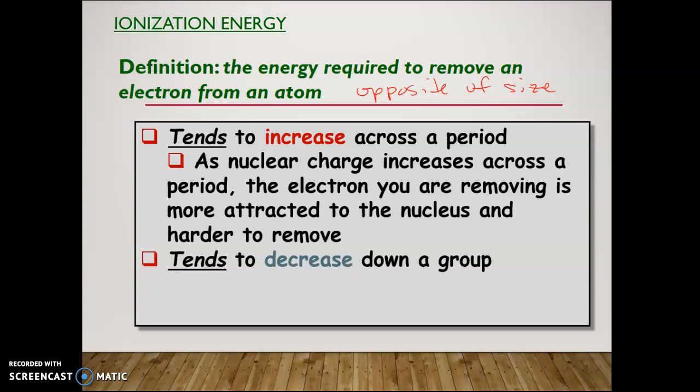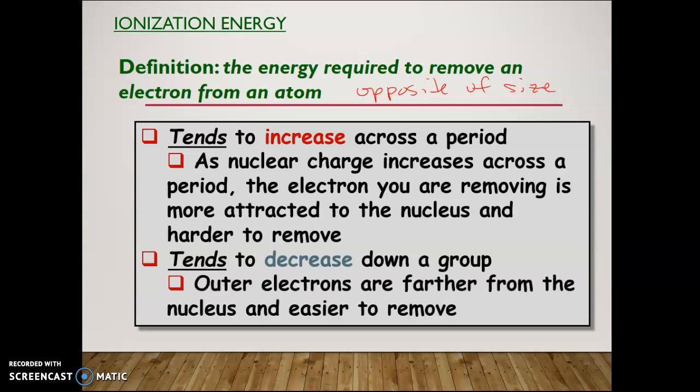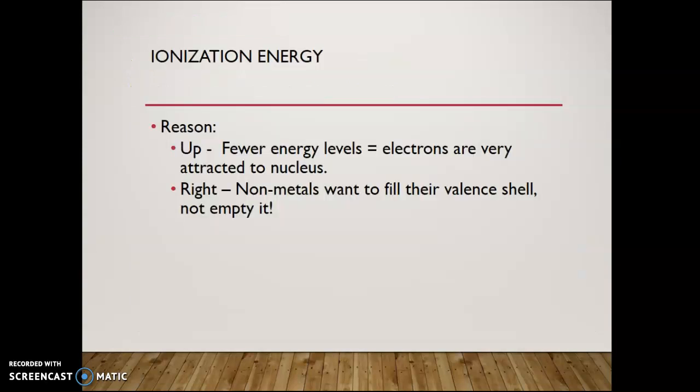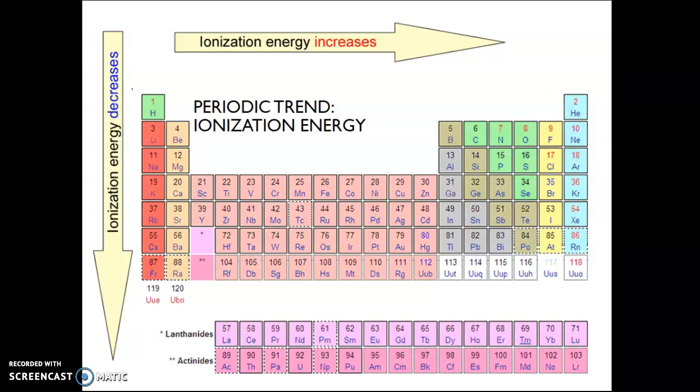But it decreases down a group. That's because as you add shells, those outer electrons are further away from the nucleus and easier to remove. Okay, so if you go up, there are fewer energy levels, so electrons are very attracted to the nucleus. If you go to the right, nonmetals want to fill valence shells, not empty it, so it's going to be very hard to remove those outer electrons. So your ionization energy is the highest at helium. So at helium, I want you to circle it, and I want you to write IE.